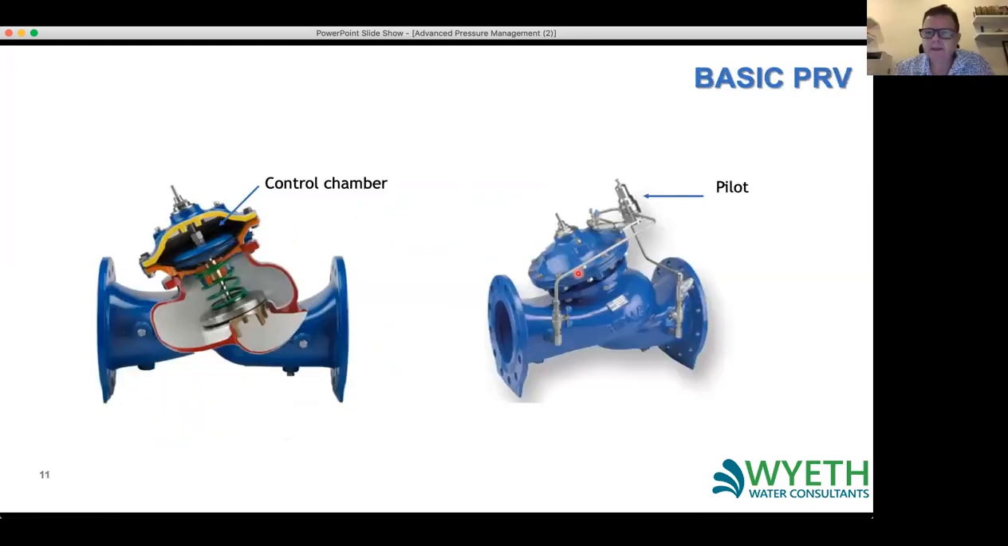So a basic PRV, you can see one here. You basically have water that flows in to the inlet side of the valve, and then it flows over and down this seat and flows out.